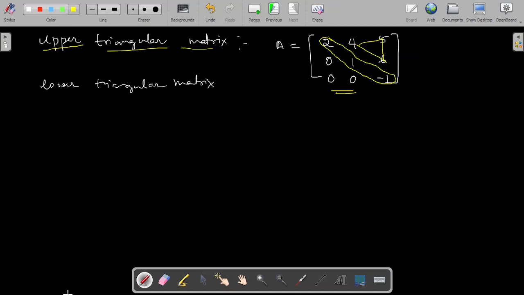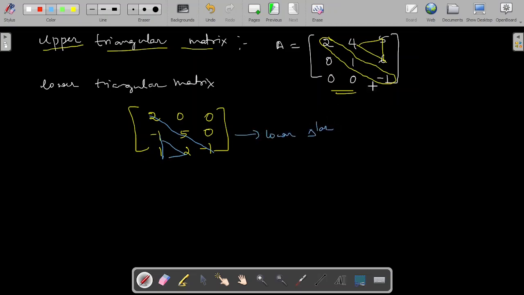A lower triangular matrix is a square matrix in which all the elements above the principal diagonal are 0. For example, 2 0 0, 1 minus 1 5, 0 1 2 minus 1. In this case, this is the principal diagonal, and the elements above the principal diagonal are all 0, hence it becomes a lower triangular matrix. This is an upper triangular matrix. The condition is only on the elements below the diagonal here, and in this case, the elements above the diagonal.